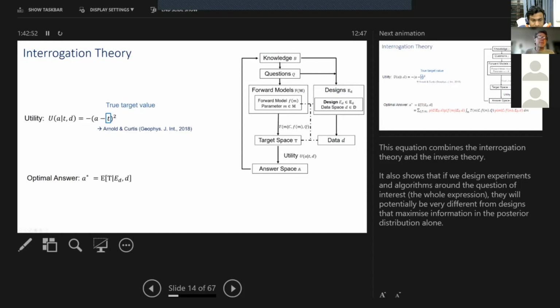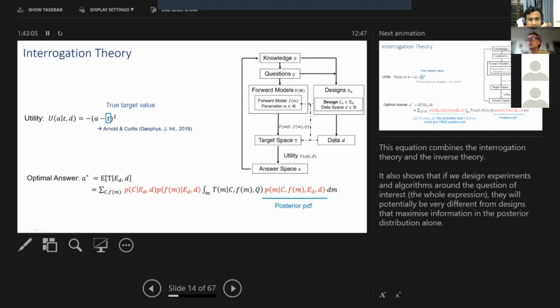Now, this particular optimal answer, we can expand it into an equation which looks a bit complicated, but in fact it's quite simple when you just look at the terms individually. This one over on the right here is the posterior PDF that we have been estimating for the rest of the talk: the probability of the model given the data. The only difference in how we've written it down here is that we've now got dependencies on what algorithm we use, what forward functions, and what design. This part here is simply the target function that projects that model into the target space.